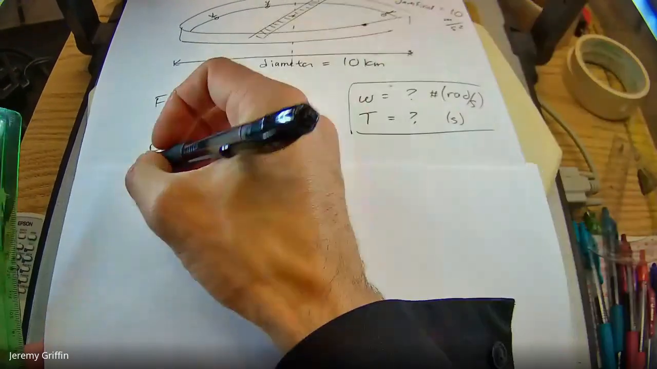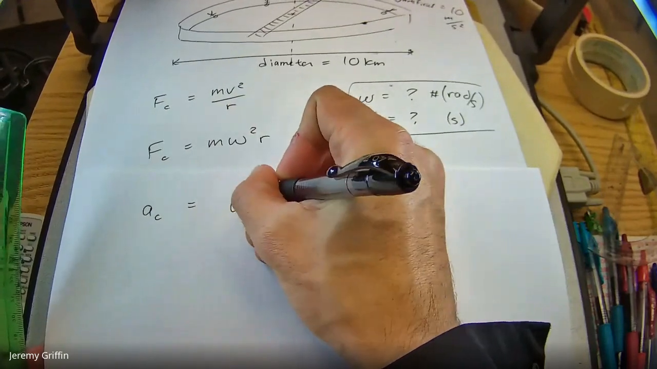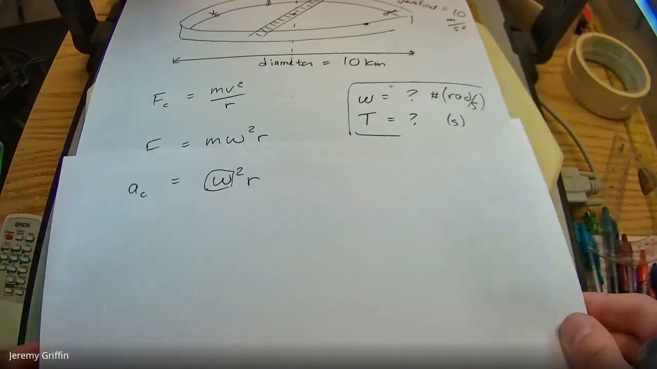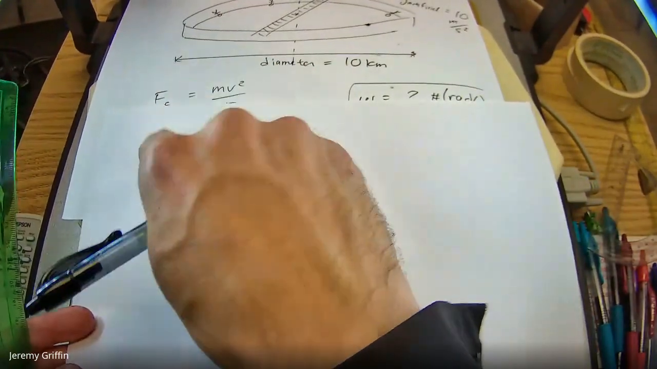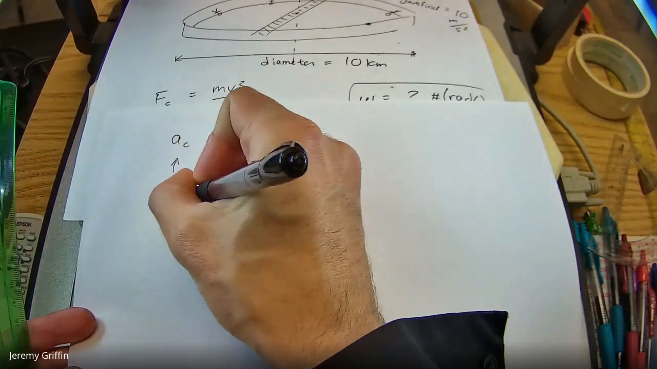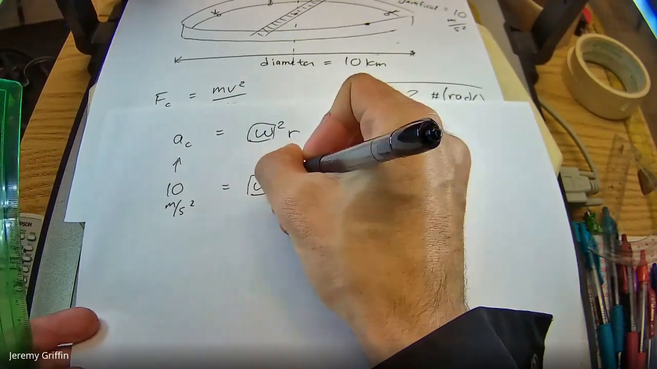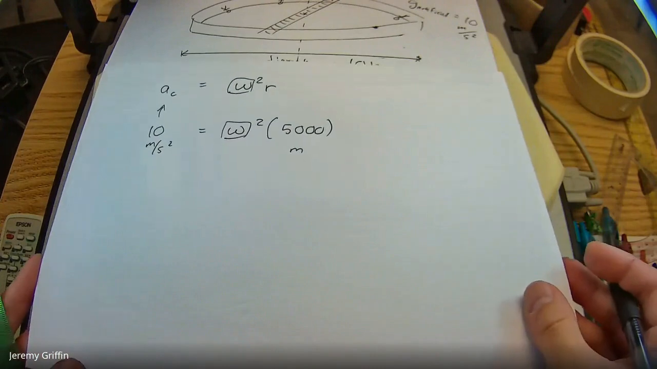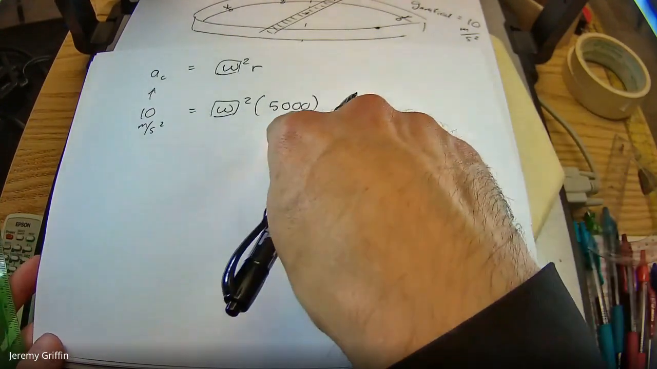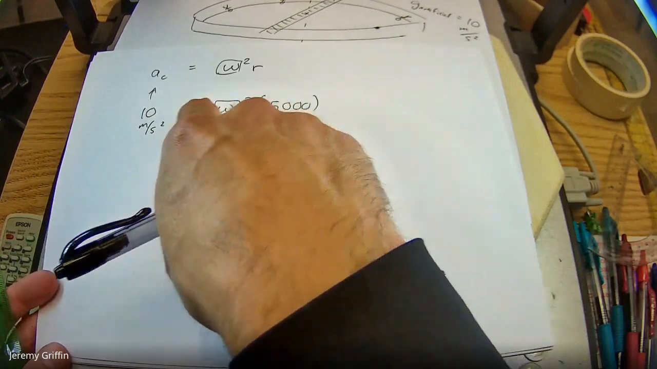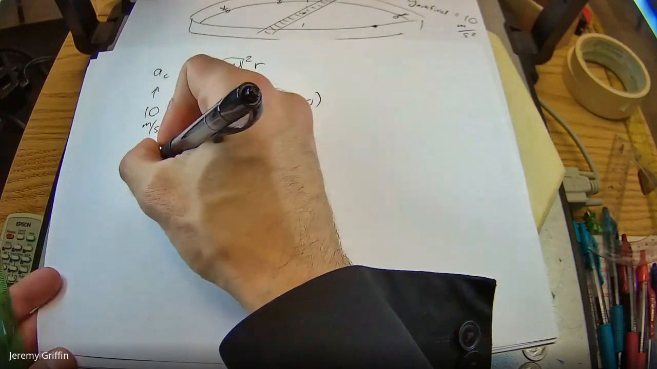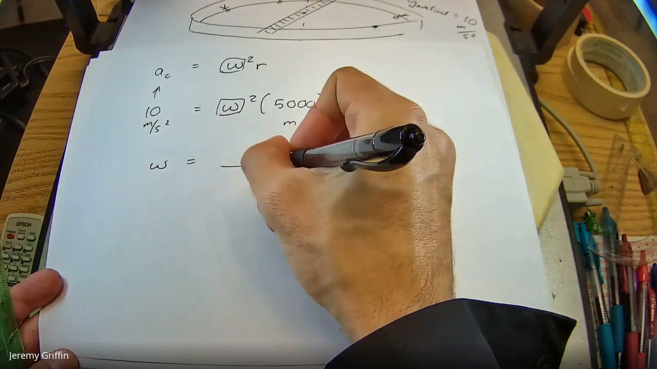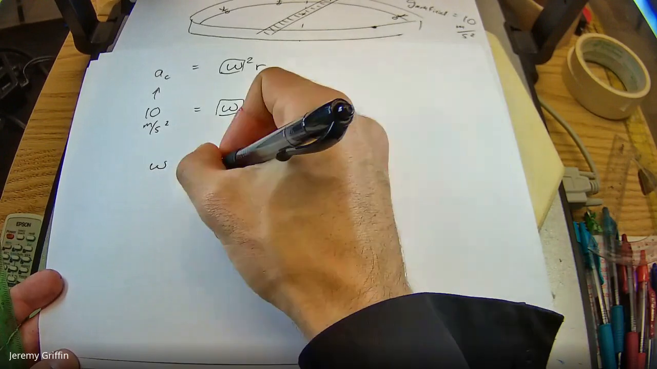So let's do this. Centripetal acceleration is just plain omega squared times r. I'm definitely using this bottom one because we're solving for omega. I see how this is going to come together because the target acceleration is 10 meters per second squared, solving for omega, and the radial size is 5,000 meters. So 2 steps to get to the answer: divide by 5,000 and then take the square root. So omega is 10 meters per second squared, divided by 5,000 meters, square root.